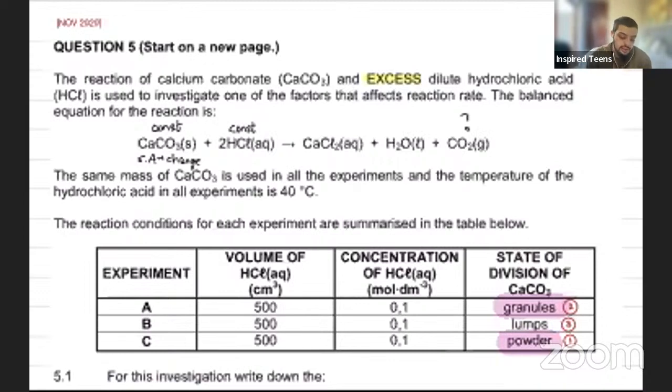The balanced equation is as follows: CaCO3 + 2HCl gives us CaCl2 + H2O + CO2. The same mass of CaCO3 is used in all of the experiments, and the temperature of the hydrochloric acid in all experiments is 40 degrees Celsius. The reaction conditions for each experiment are summarized below.